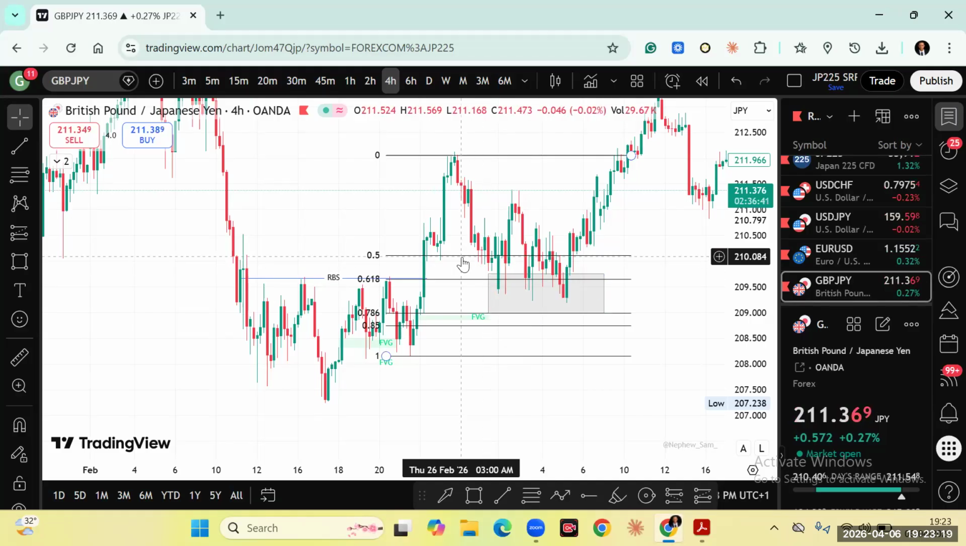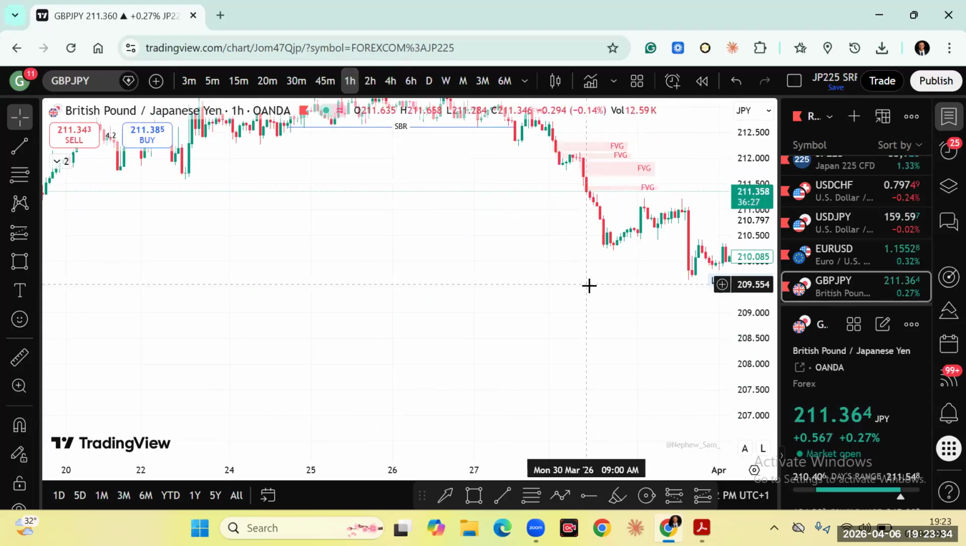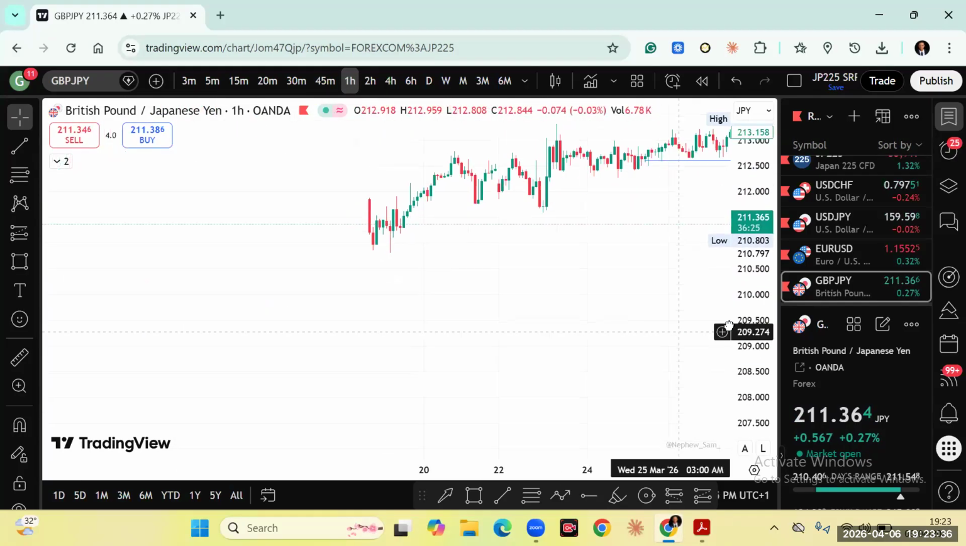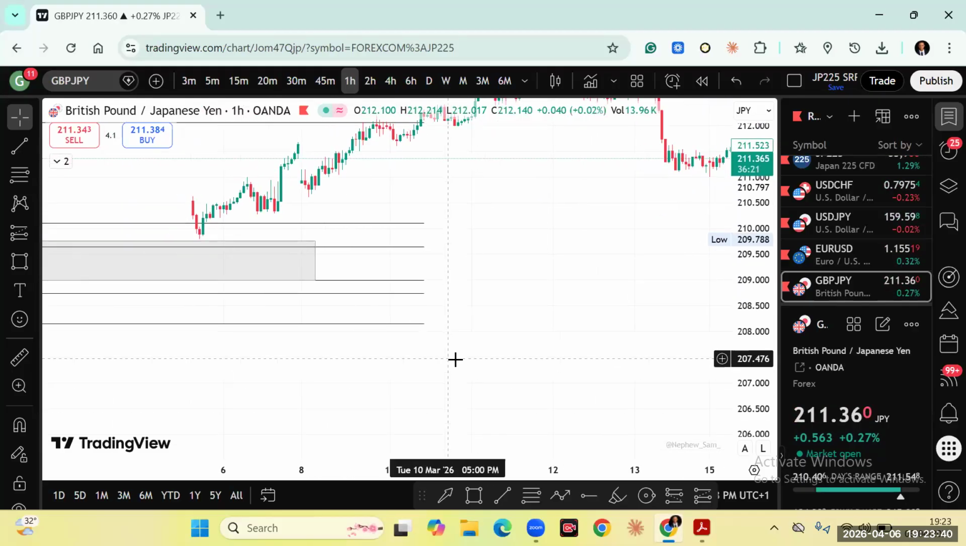And the internal range is the lower time frame. 15 minutes, 5 minutes, 1 hour, 30 minutes. Anything below 4 hours is the internal range. When price comes to your POI, so let's come to 1 hour, it will be forming small ranges.